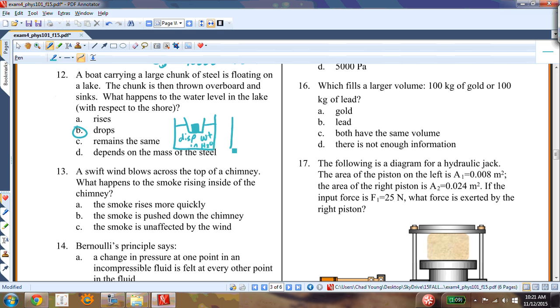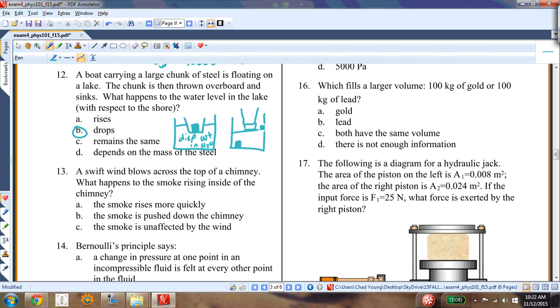Whereas if I put the steel on the bottom, if I get it out of the boat, actually what's going to happen here is the boat is going to rise and the water level will drop.